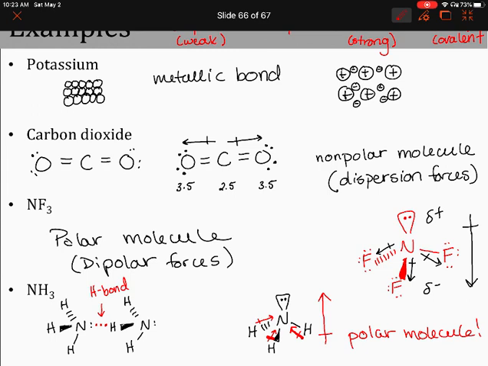So even though NF3 and NH3 look very similar, and they do both have polar bonds, in one molecule we actually have hydrogen bonded to a nitrogen. So we can have really strong hydrogen bonding. But in NF3, we didn't have any hydrogens present, so we actually just saw dipolar forces between molecules.